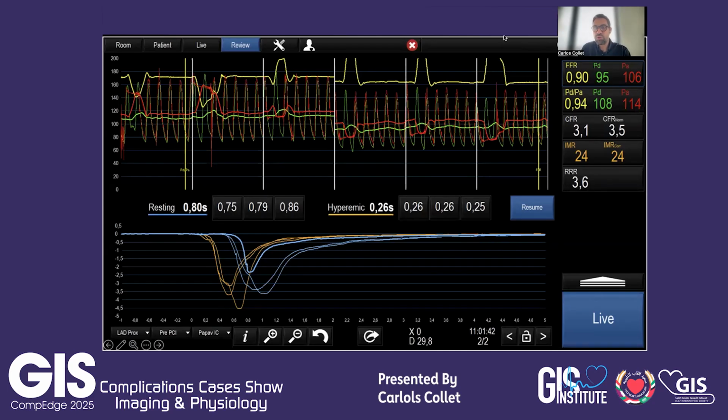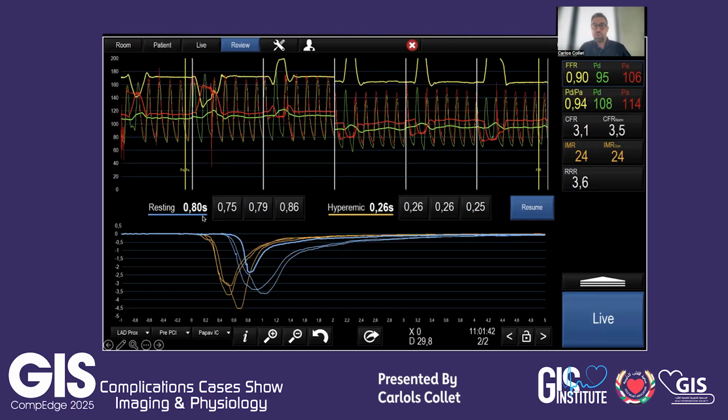So this is a screen where you see on the right side FFR on the top, then you see here the CFR and the IMR. And these lines that you see here, the three blue lines, are the mean transit times or the thermodilution curve in resting conditions. Then we accelerate the blood flow by inducing hyperemia. That can be done by adenosine, papaverine, nicorandil, exercise, you name it. Then you repeat the injections, and what you see here is the following.